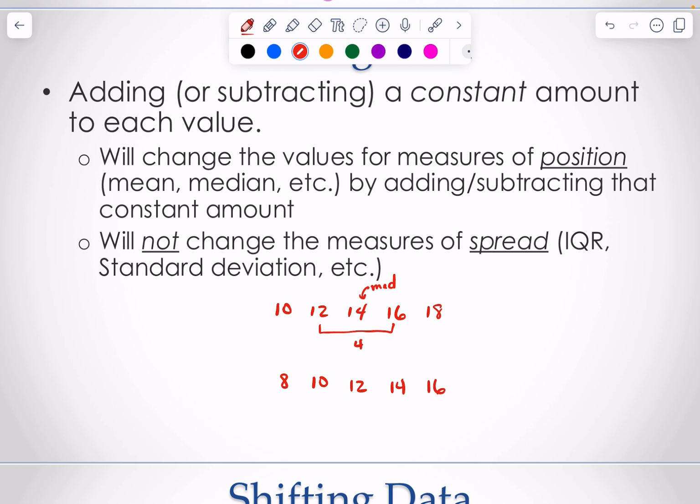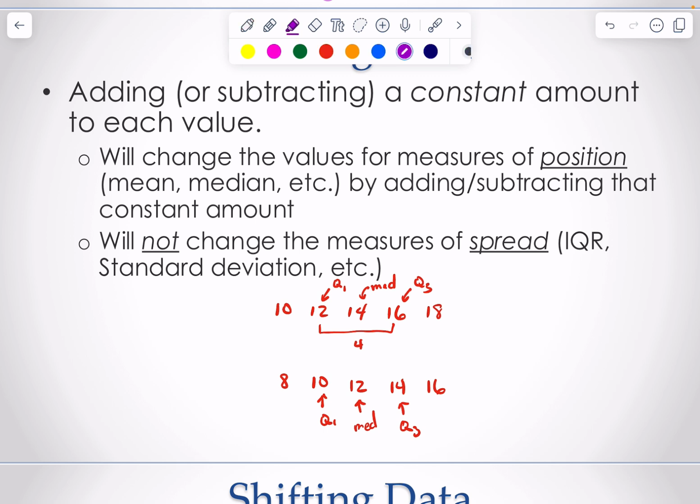Now what that does then is all of my positional measures get moved. It's like I took the entire distribution and I moved it to a new location on the x-axis. So what happens is every one of my positional measures decreased by exactly 2 centimeters. So median went down to 12, quartile 3 went down to 14, quartile 1 went down to 10. So all my positional measures decreased by that same amount that I subtracted.